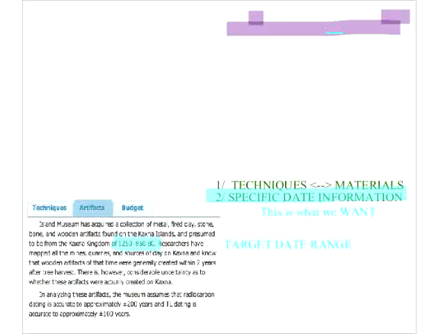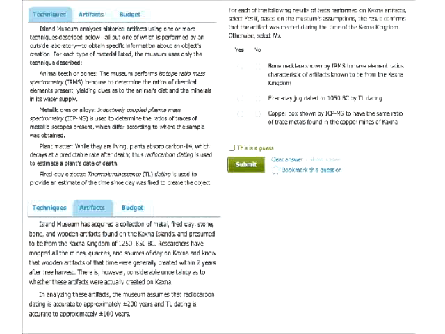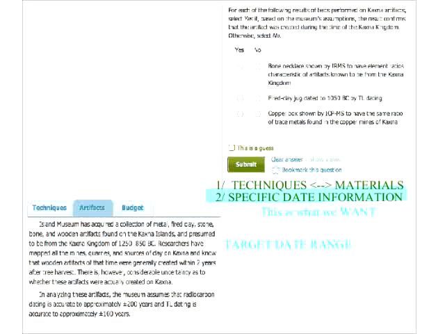Okay, here's the question again. So we can get rid of that. We can also get rid of this, because we need specific date information, and the only tab with anything at all about specific date information is tab 2. So your target date range is that. That's the yes, if you can be in this range.